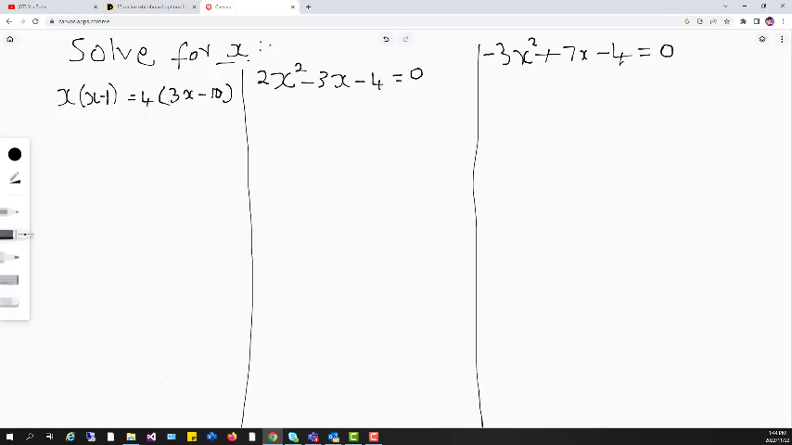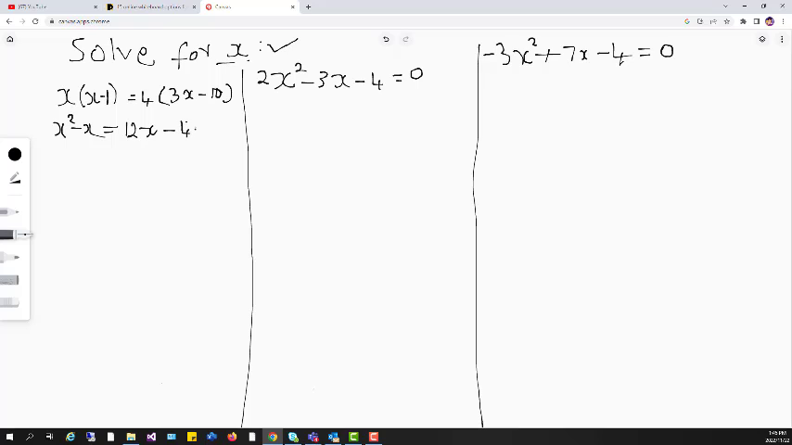Alright, let's now solve for x. The first one there would be easy. It's something that you've done at grade 10 because it has factors. So first we're going to multiply out. We have x times x, which is x squared, x times minus 1, which is minus x, equals 4 times 3x, which is 12x, and 4 times minus 10, which is minus 40.